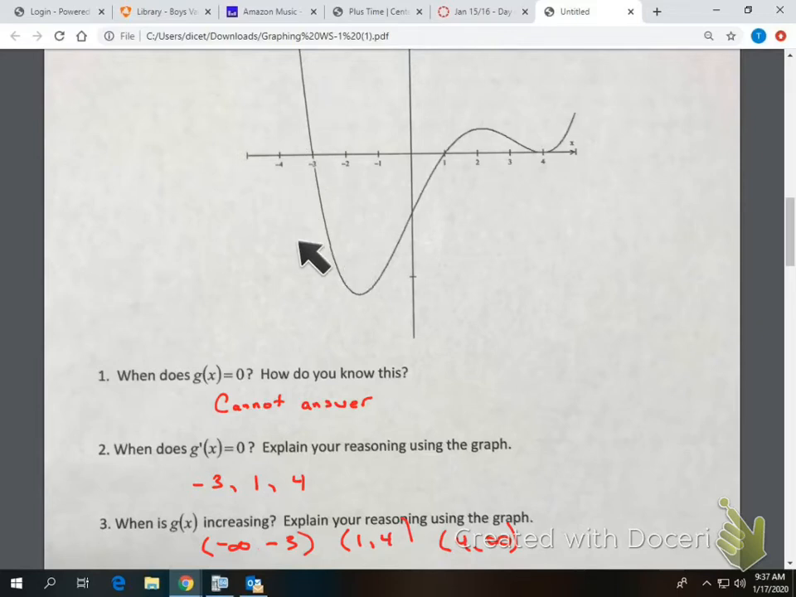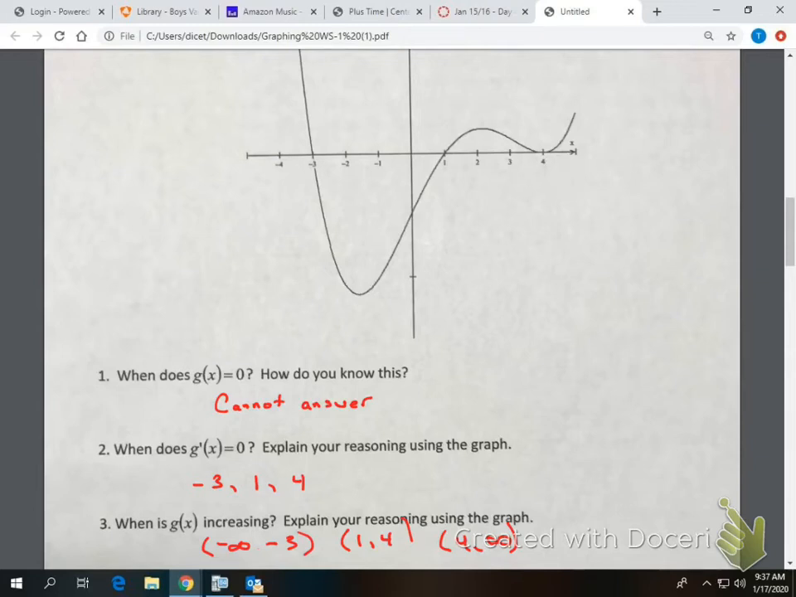When does the second derivative equal 0? So this is the first derivative. Wouldn't the second derivative be equal to 0 where there's tangents of 0 for the first derivative? So where we're going to say at negative, remember this isn't negative 2, this is what? Negative 1.5, 2, and 4.